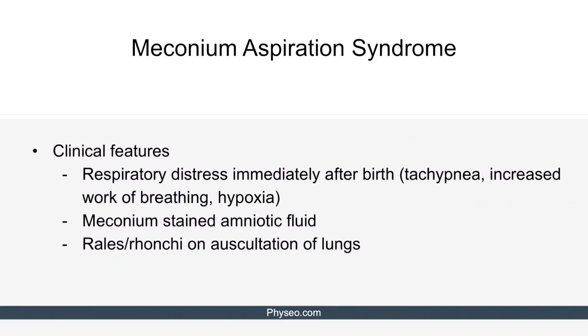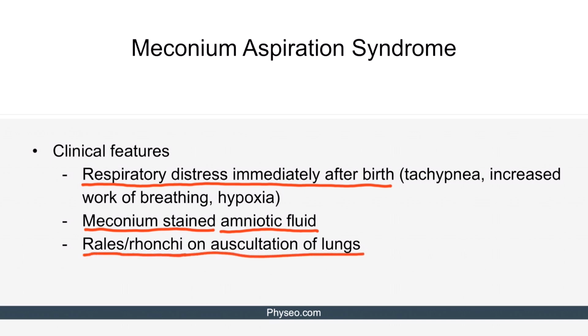Neonates with this condition will have a similar presentation to neonates with other respiratory pathologies at birth. This includes signs of respiratory distress immediately after birth, such as tachypnea, increased work of breathing, and hypoxia. However, there are two characteristics that are more unique to meconium aspiration syndrome. First, the amniotic fluid will be stained by meconium. Second, infants who have aspirated meconium will have rales or rhonchi on auscultation of the lungs.